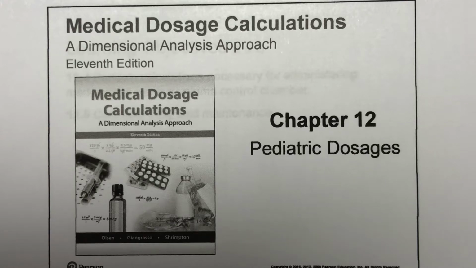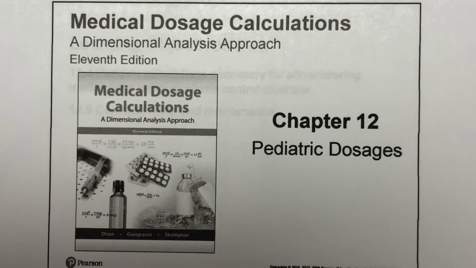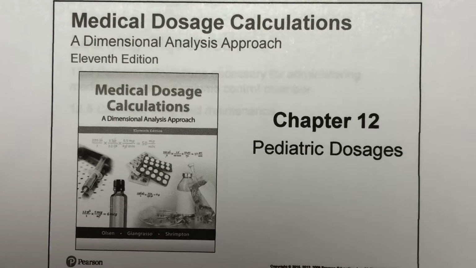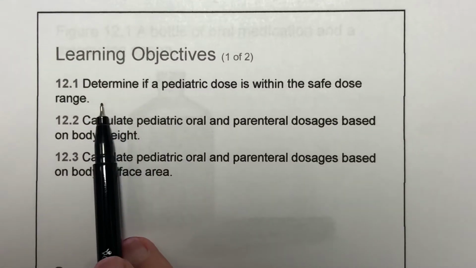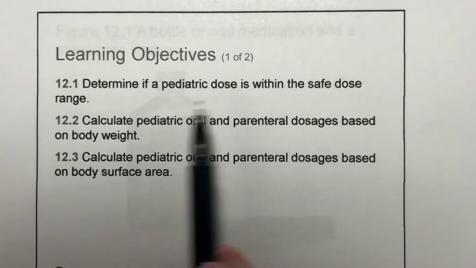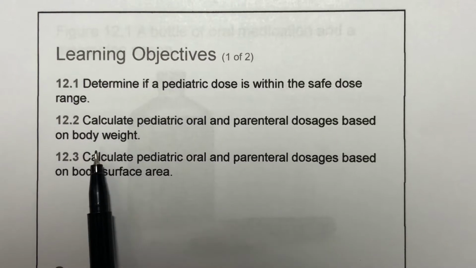Welcome to Chapter 12. This is our final chapter in the course. We're going to be learning about pediatric dosages. There are several things we have to be careful about because a slight mistake in a pediatric dose can be deadly. So we're always going to need to be determining whether a pediatric dose is within a safe dose range. We're going to double check the arithmetic every single time.